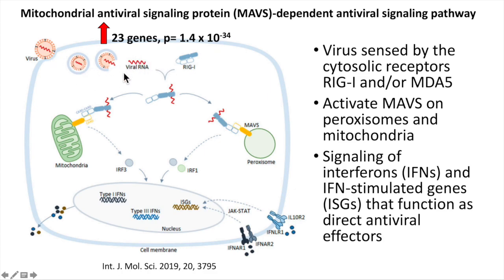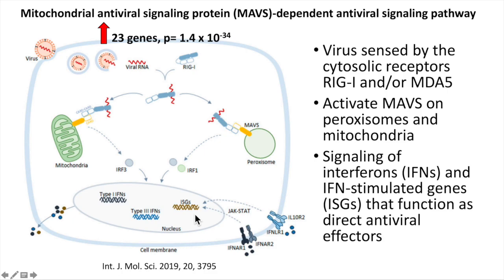Upon infection, the viral RNA is released into the cytosol, where it is sensed by retinoic acid inducible gene 1, or RIG1, and or melanoma differentiation associated gene 5, which is also known as MDA5. These receptors travel to peroxisomes and mitochondria to activate MAVS, inducing a downstream signaling cascade that culminates with the production of type 1 interferons, type 3 interferons, and interferon-stimulated genes, also known as ISGs.